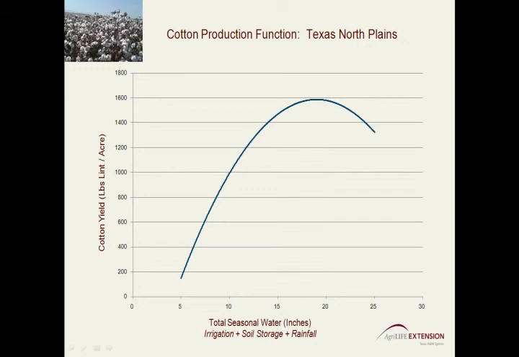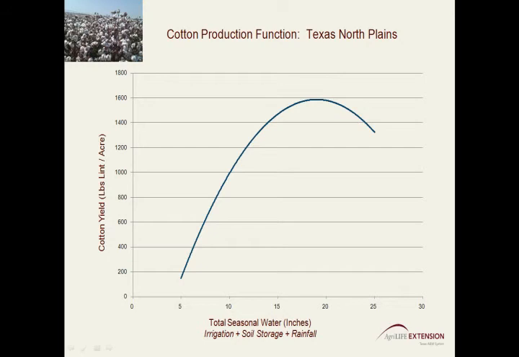The backbone to understanding cotton water use is this graph, which is commonly referred to as a production function. This production function demonstrates the expected lint yield as a function of seasonal total water applied. The numbers on the x-axis represent a combination of irrigation, soil storage of off-season precipitation, and in-season rainfall. For cotton in the Texas North Plains, it is very evident that additional water added provides an increase in yield, almost linearly until the genetic or environmental yield potential of the crop is reached. At this point, the yield plateaus with additional water and then begins to decrease.